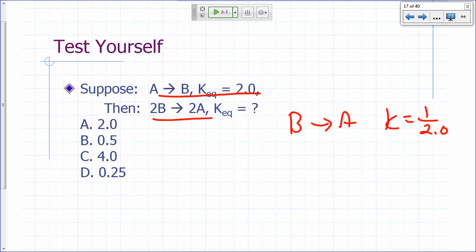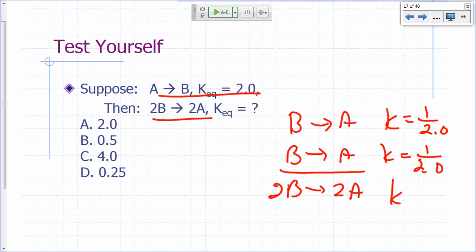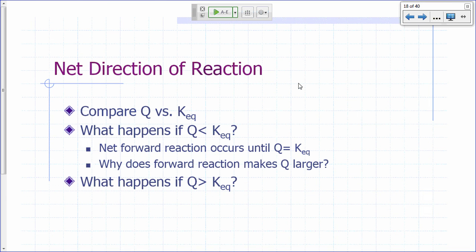Now, if I double it, it's just like I'm adding another one. That gives me 2B goes to 2A. So KEQ here would be 1/2 times 1/2, which is going to be 0.25. Okay? So you flip a reaction, KEQ is a reciprocal. You add two reactions, you multiply. So if you add two identical reactions, that means you double the coefficients in your balanced equation. You just square the KEQ. Okay?